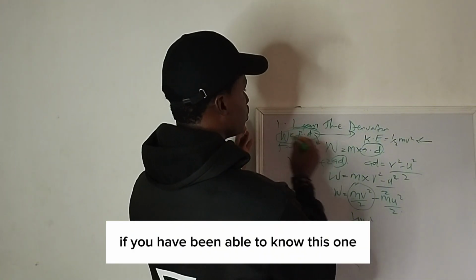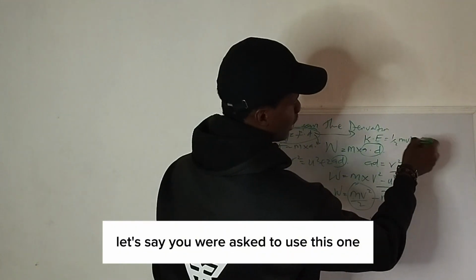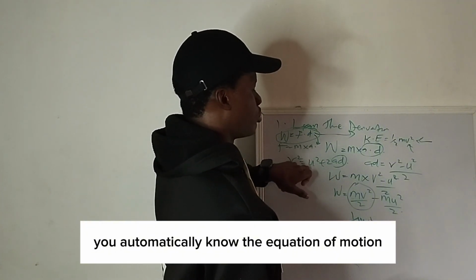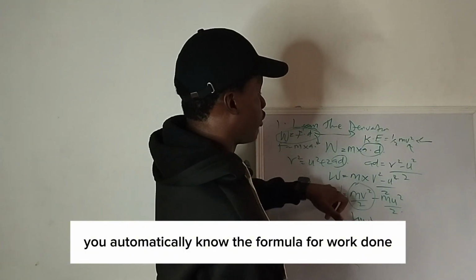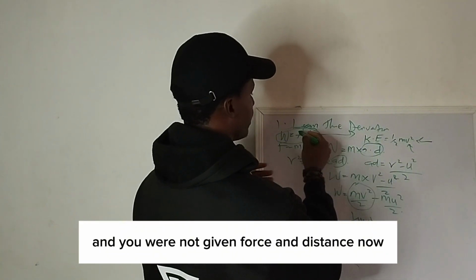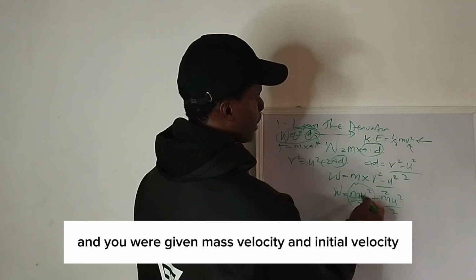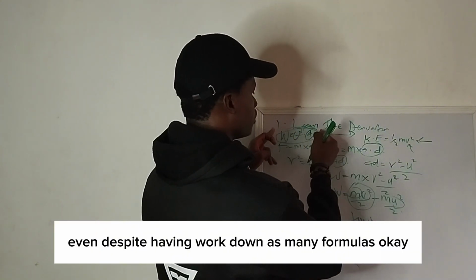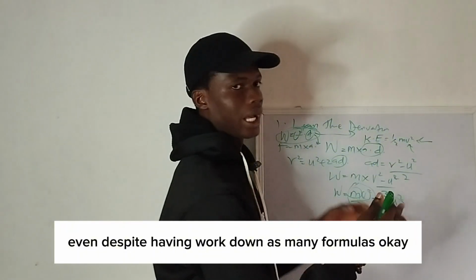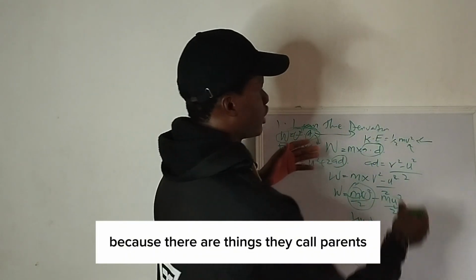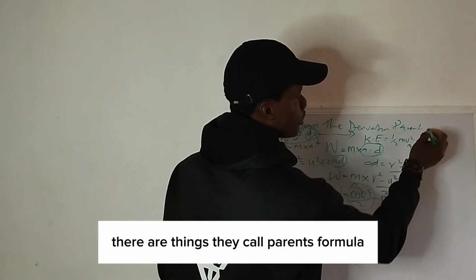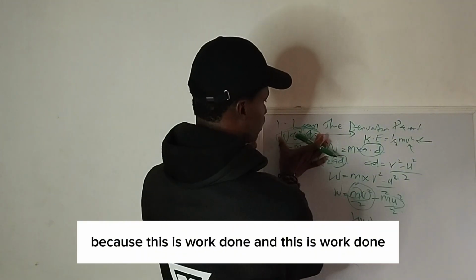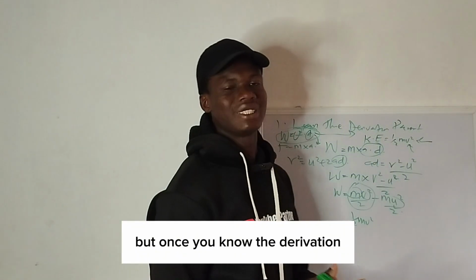If you have been able to know this one and you want to derive this one, you automatically know the formula for force, the equation of motion, and the formula for work done. Let's say you were given work done and you were not given force and distance, but you were given mass, velocity, and initial velocity. You automatically know the formula to use, even despite work done having many formulas, because there are things they call parent formulas. This is like a parent formula, and this is what gave birth to this one also, because this is work done and this is work done. But once you know the derivation, it is not going to be hard for you.